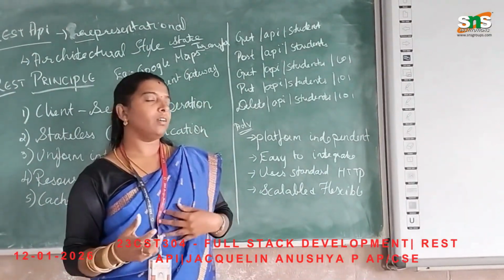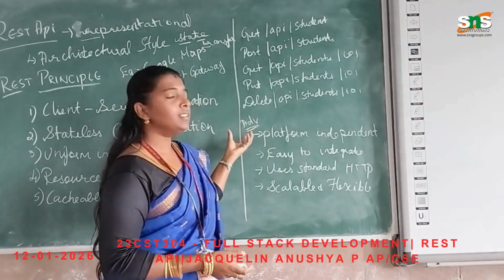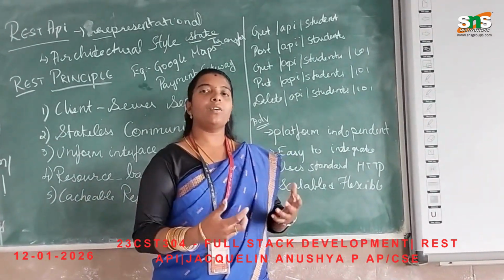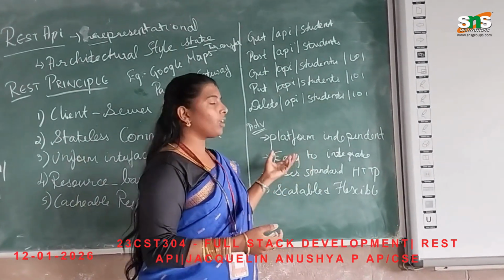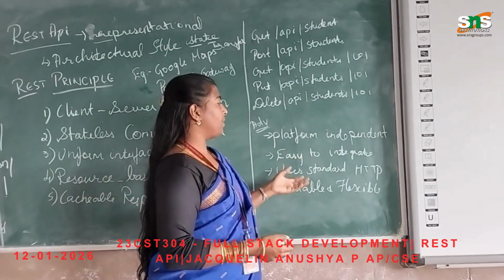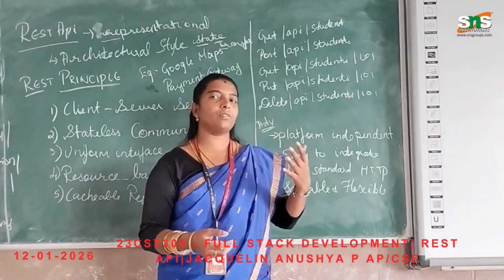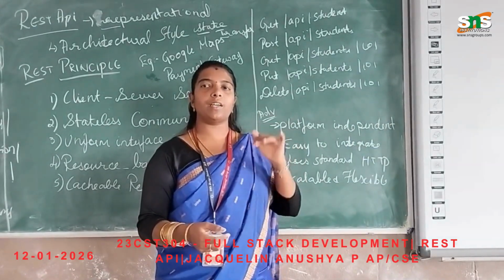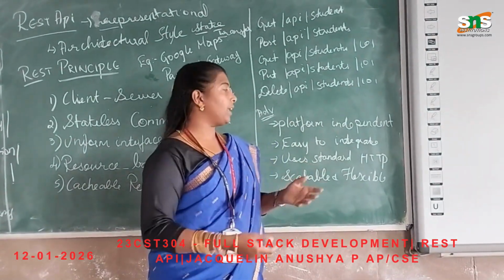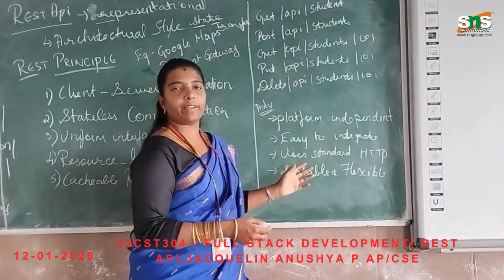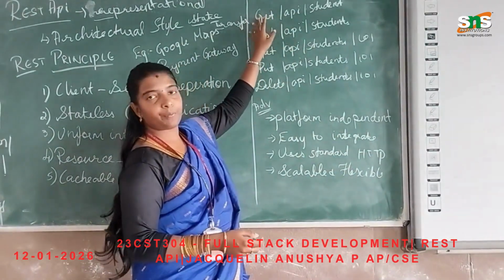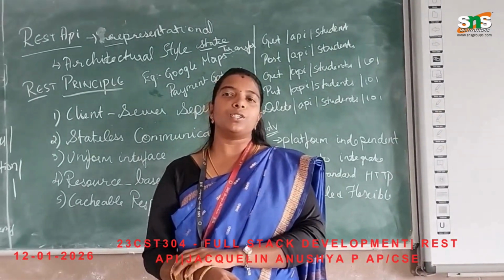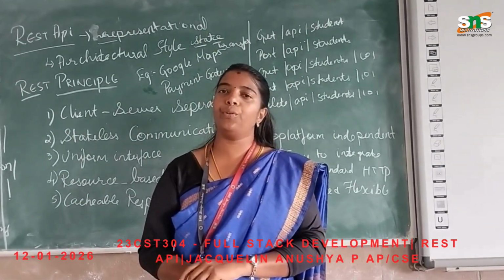Now we will see the advantages. It is platform independent. Why? Because it is our wish, we can order anything, whatever recipe we need. It is also easy, because in those days we would stand there, he would go and come back and tell us the dish is not there, and we would order again. But now they tell us second to second. So it is easy to integrate. It uses HTTP as I told, and it is scalable and flexible for nowadays. In the next class we will see the rest of your Unit 1 topics.